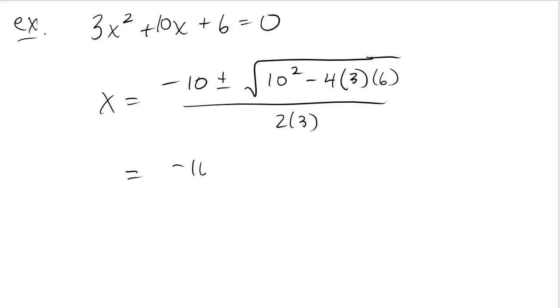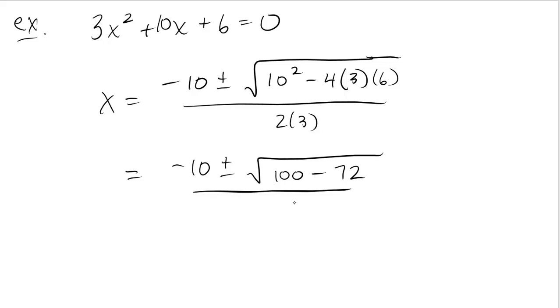And so that's negative 10 plus or minus the square root of 10 squared is 100. And 4 times 3 times 6 is 12 times 6, that's 72. And that's all divided by 6. And that's negative 10 plus or minus the square root of 28 over 6. To me, this answer is acceptable. You could stop here. However, this radical can be simplified a little bit.